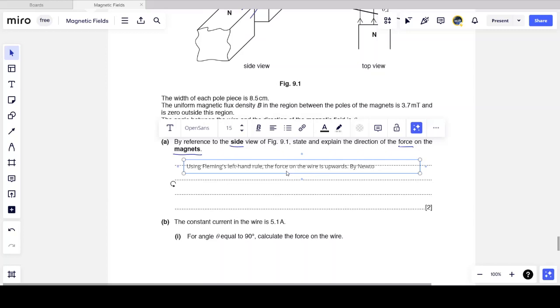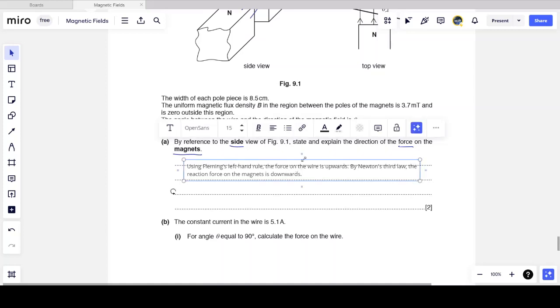Now, if the magnets are exerting a force on the wire that's upward, then our other friend, Newton, has a law that says, well, the wire must exert a force on the magnet that must be equal in magnitude and opposite in direction. That's Newton's third law. We can call it a reaction force. It is a reaction force. The reaction force on the magnets is downwards. So be very careful to answer, make sure you are answering the question that is asked.